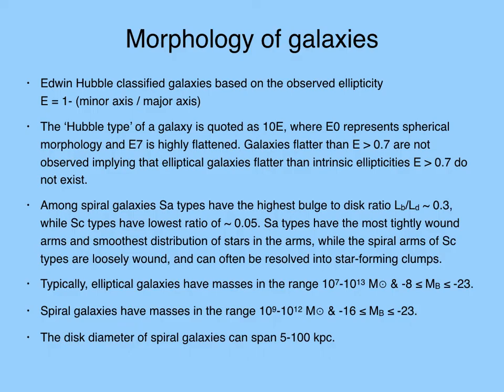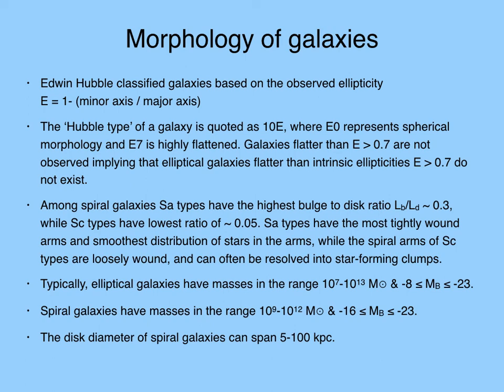Now, Edwin Hubble classified galaxies based on the observed ellipticity, E, which is defined as 1 minus the ratio of minor to the major axis. So the Hubble type of a galaxy is quoted as 10E, where E0 represents spherical morphology and E7 is highly flattened. Now, galaxies flatter than E greater than 0.7 are not observed, which basically means that elliptical galaxies with intrinsic ellipticities flatter than 0.7 do not exist.